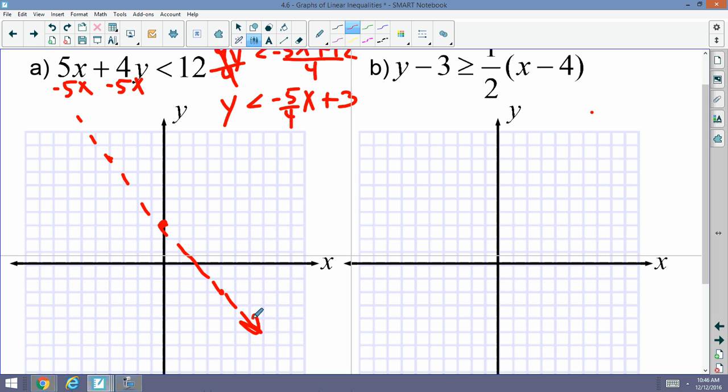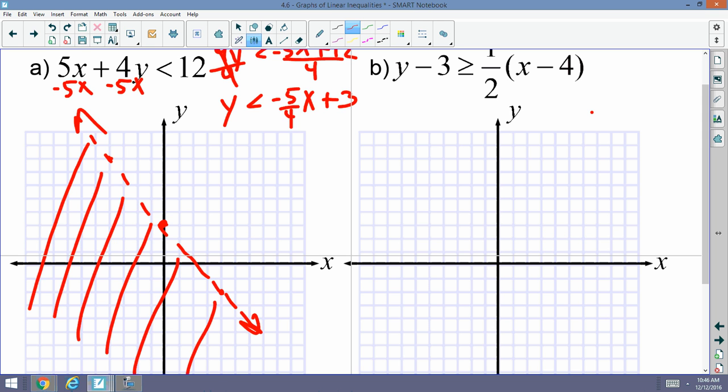Dash that up. Now, am I going to shade above or below? Y is less than. I'm going to shade below. Does that make sense? Got it? For sure? We doing good here, gentlemen?